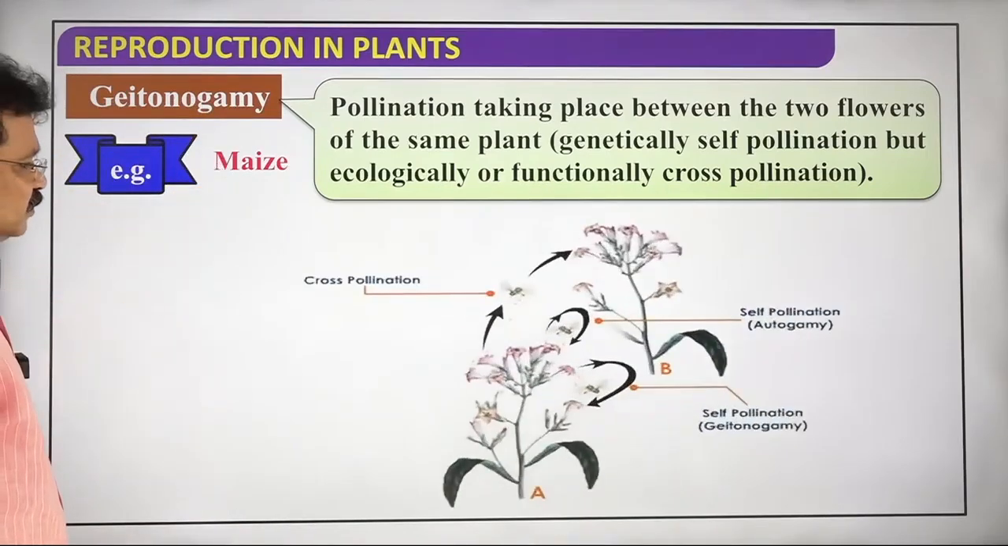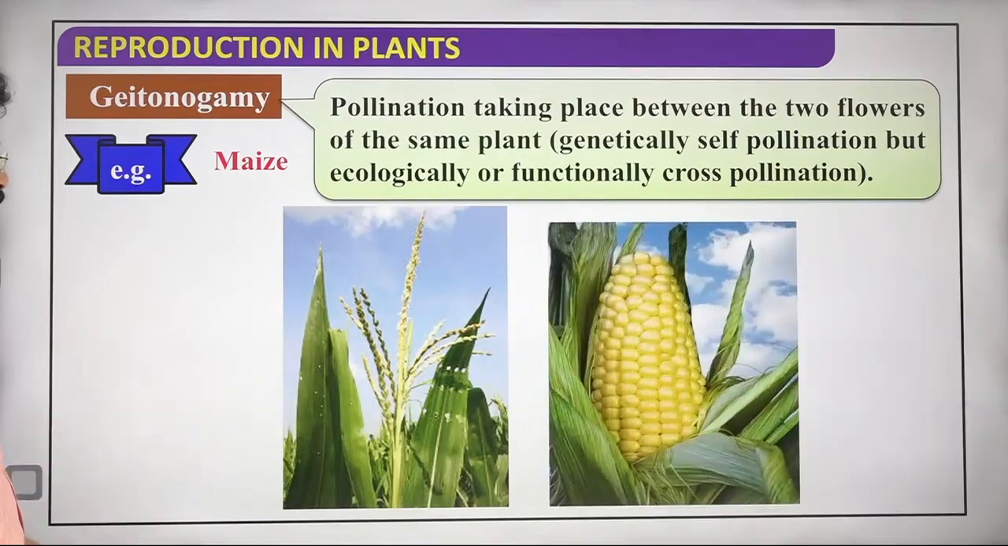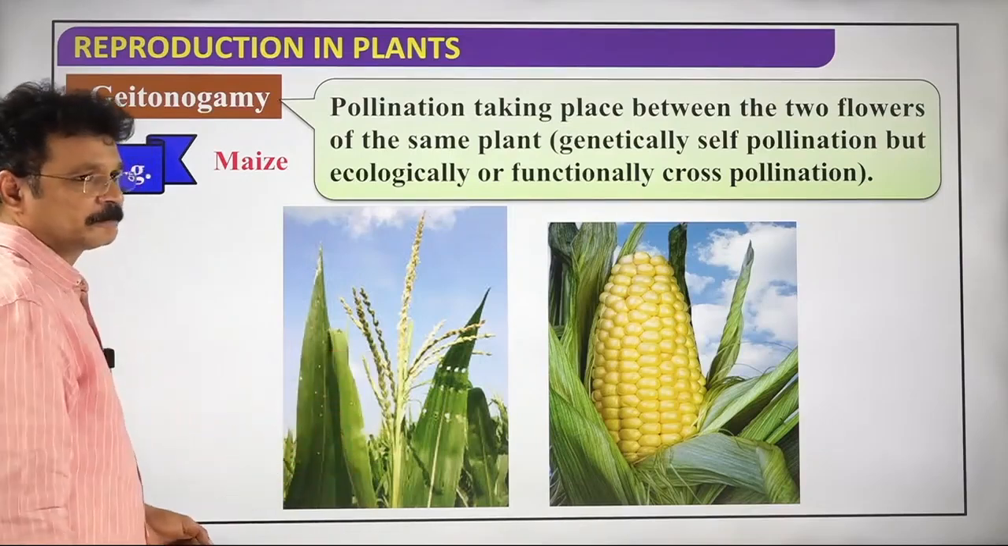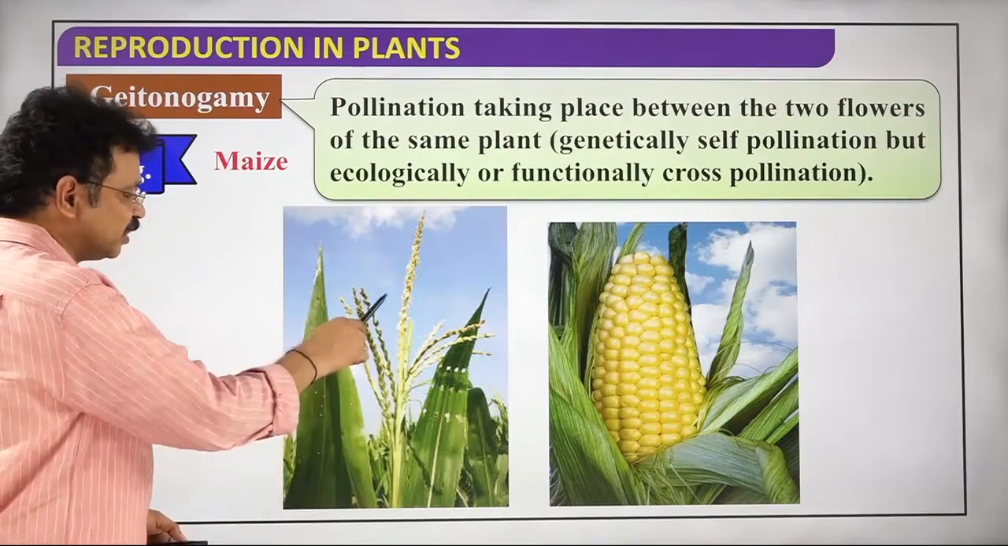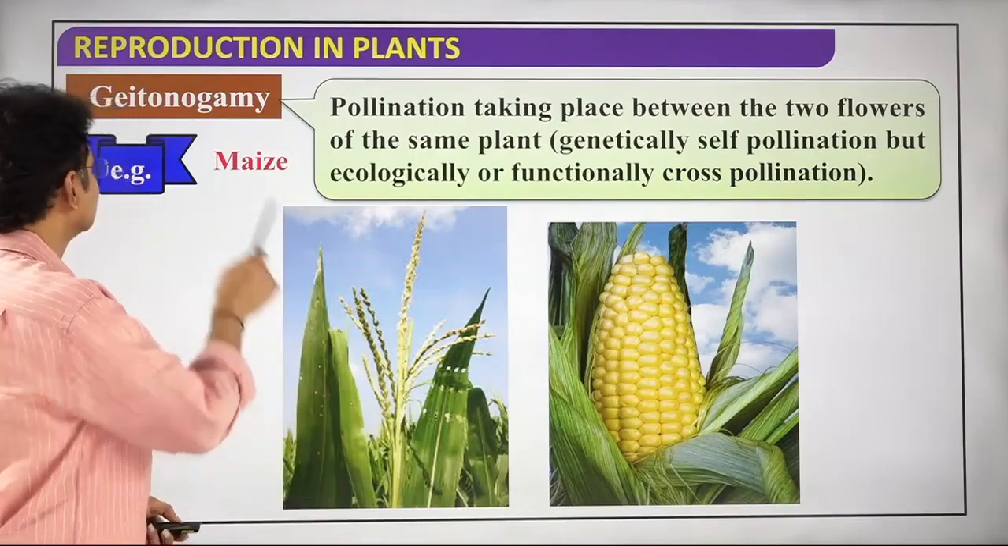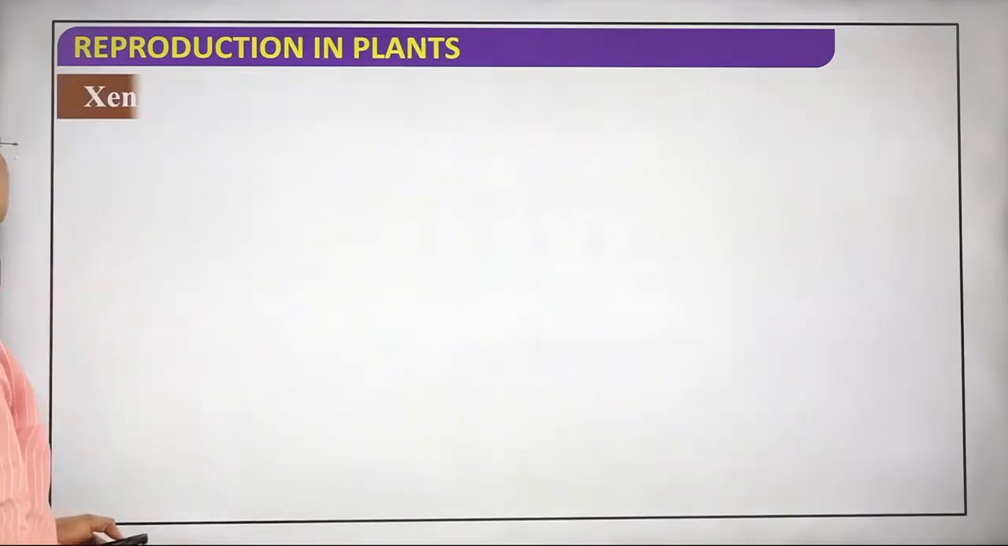Example, maize plant. In the maize plant, flowers are unisexual. Both male and female flowers are present on the same plant body. Then pollen is transferred from male flower to female flower. But two types of flowers are essential to make geitonogamy possible.